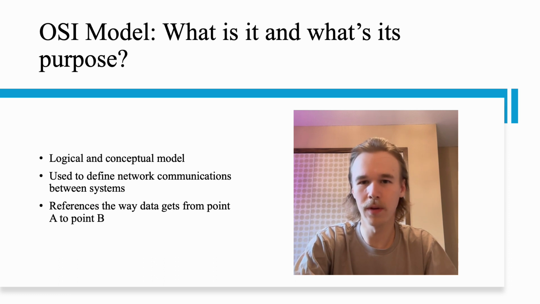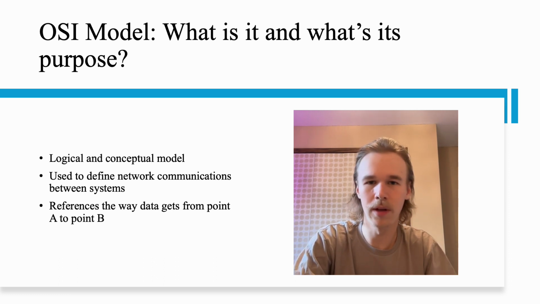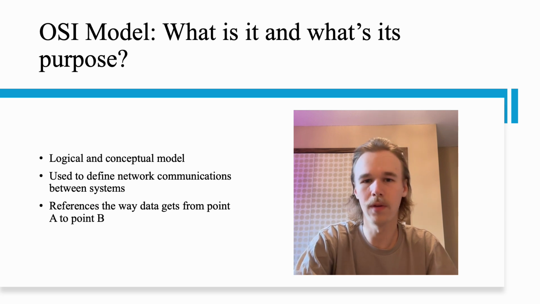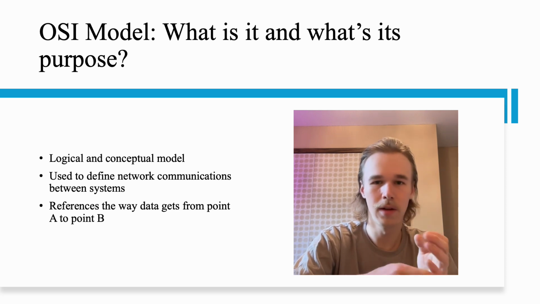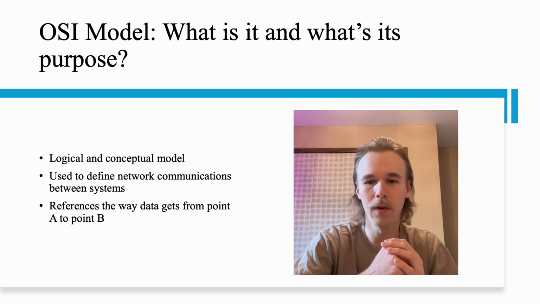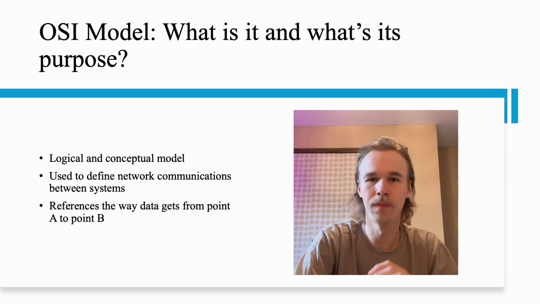The Open System Interconnection, aka OSI model, is a logical and conceptual model. It is used to define network communication and general communications between systems. Additionally, it's used to define logical networks and describes packet transfer using the layer of protocols. In essence, the OSI model references the way data gets from point A to point B, breaking down its flow into 7 stages or layers.